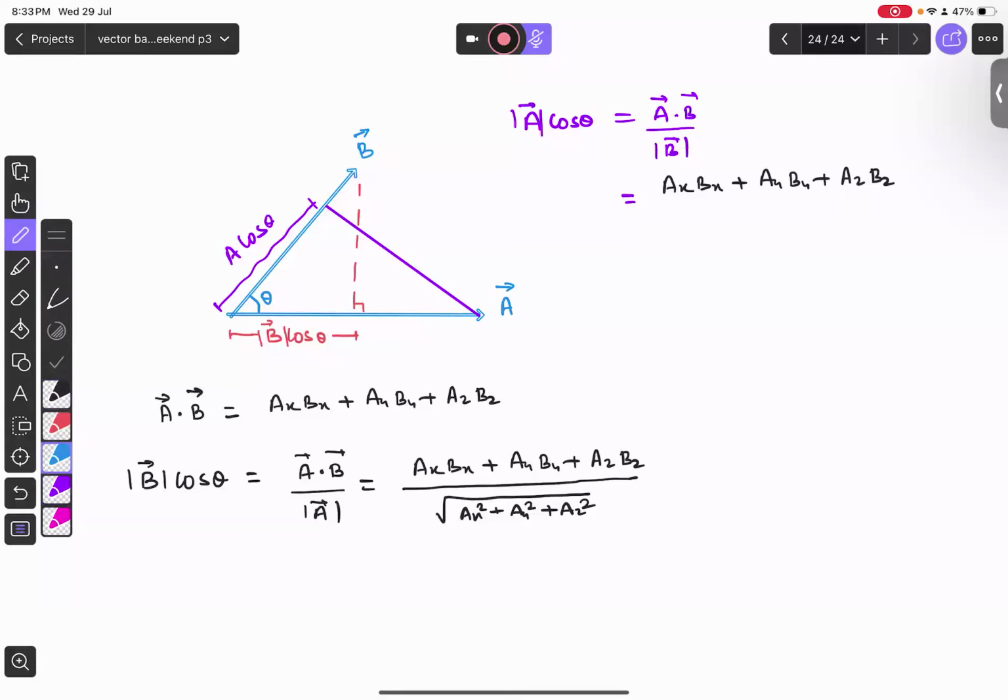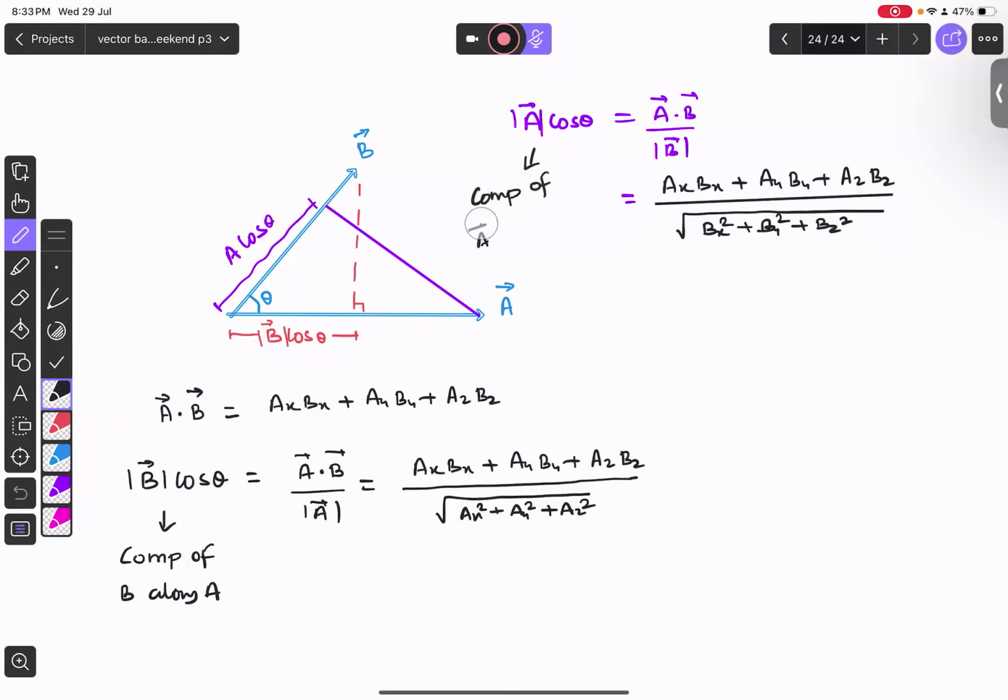So basically, I know the vectors in terms of their components, and then my job is to find A cos theta. So A dot B divided by the length of the vector B, that too we can find since I know it in terms of its components: Bx square plus By square plus Bz square. So this is the component of B along A, and this is the component of A along B. Okay, I hope this is clear to all of you.